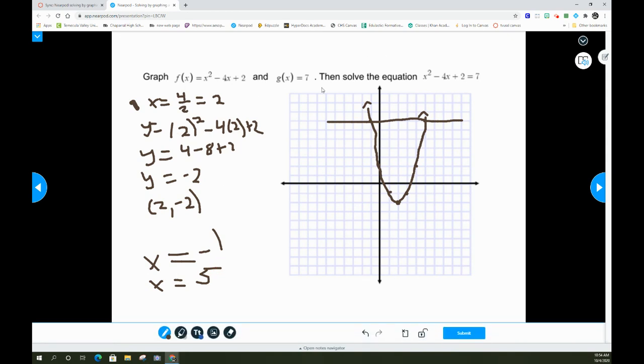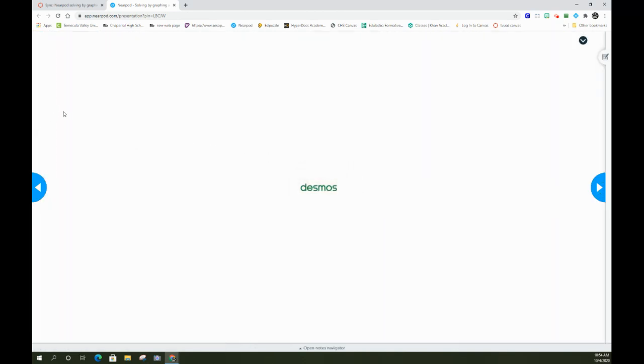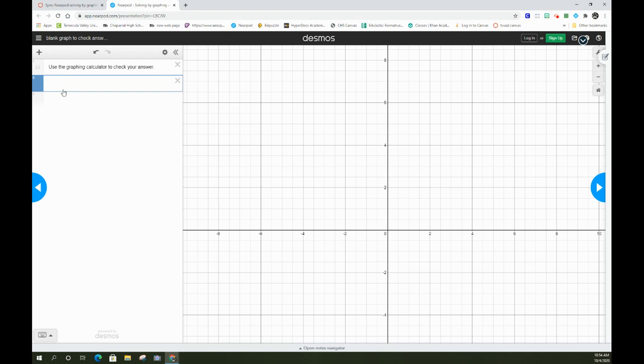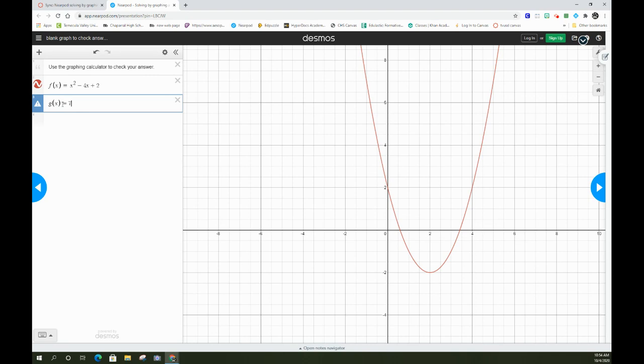So graphing does work, but it's not proficient unless you come over to the next slide and we have our graphing calculator, then it is pretty proficient. If I just type in f of x equals x squared minus 4x plus 2, and then g of x equals 7. Now, when you have a graphing calculator, solving by graphing is very, very easy. You can see my answers are negative 1 and 5, which match what we got.